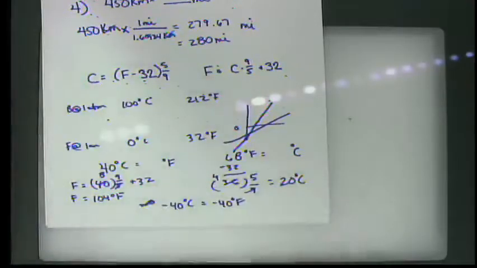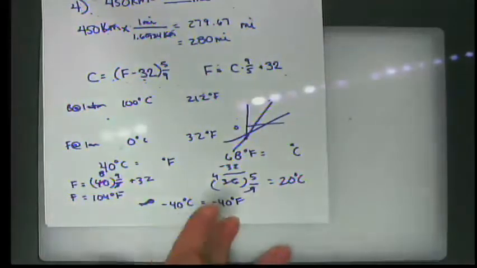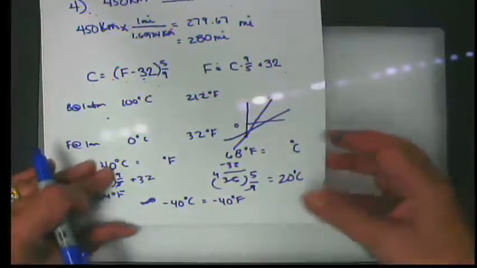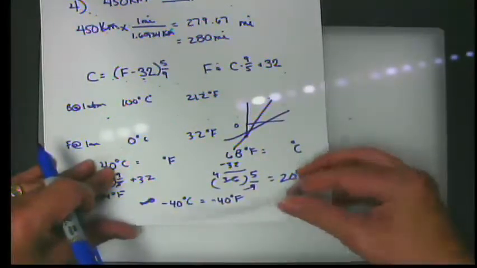And you can check that out with these two formulas. But I always make a little joke at that point, and I say it's because negative 40 is just really cold. It does not matter how you measure it, whether you use Fahrenheit or Celsius. They're both just cold, cold, cold.